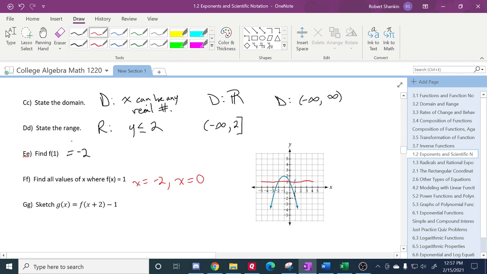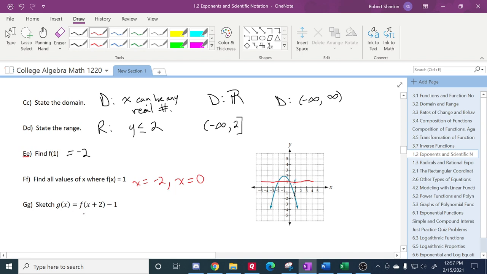You never have that vice versa. You cannot have it violate the vertical line test. So one input can't have 2 different outputs, but you can have 2 different inputs both having the same output.